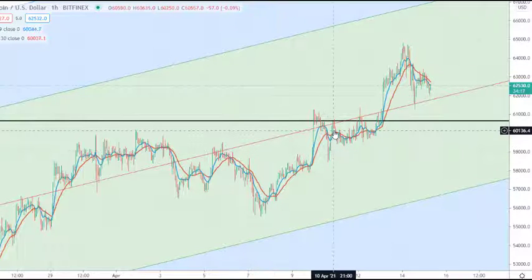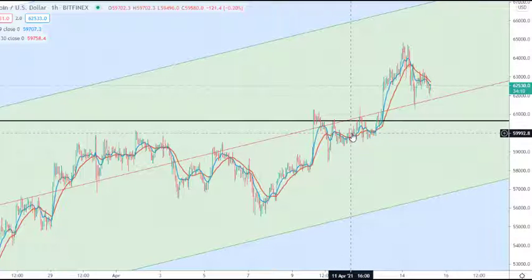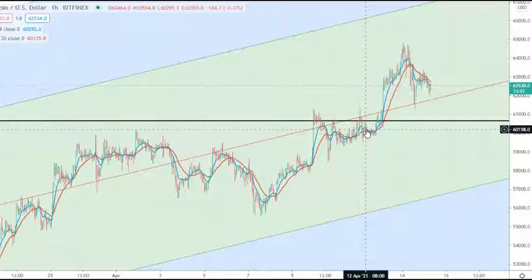But again, this takes much more time and energy to time these entries and exits, as these crossovers are going to be much more significant. And in my opinion, you get more fake outs on this time frame than you do on the 4-hour, the daily, or definitely the weekly.